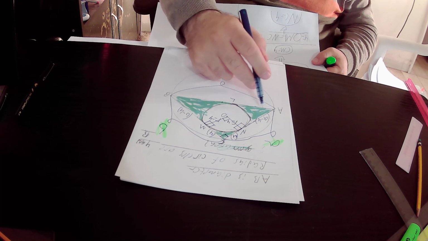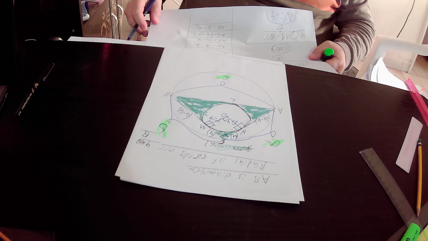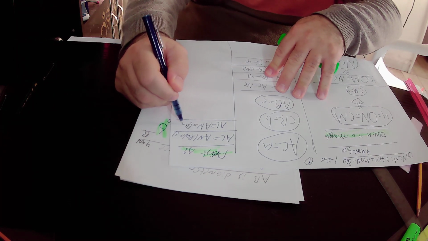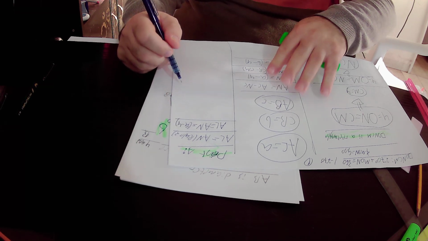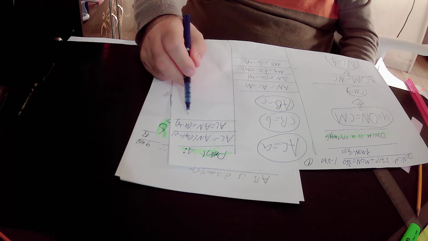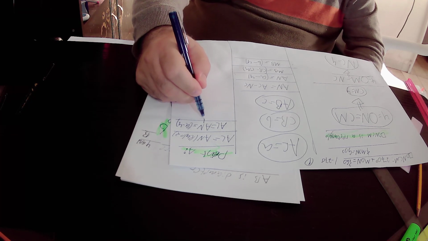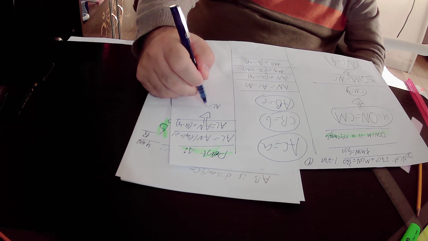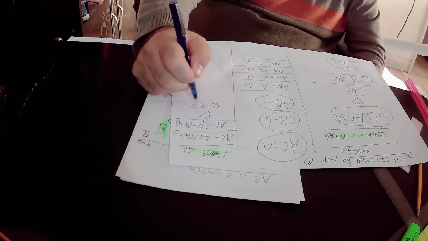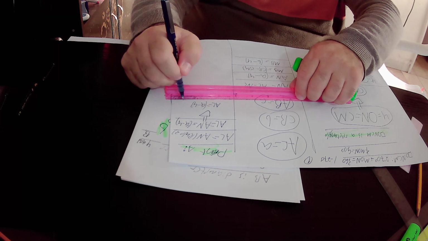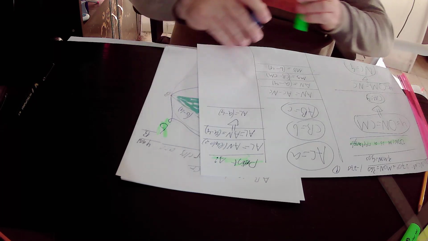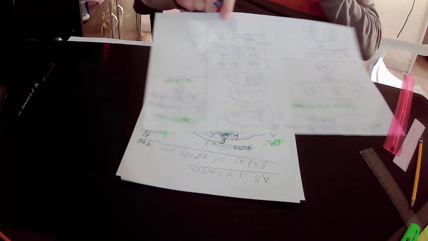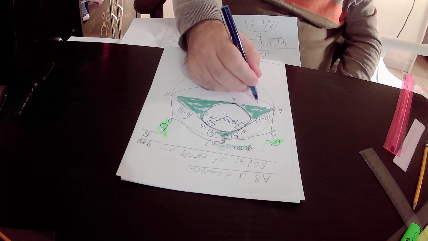But we already found out that AN equals A minus 4. And from this equation, AN equals A minus 4, we derive that AL is also equal to A minus 4.